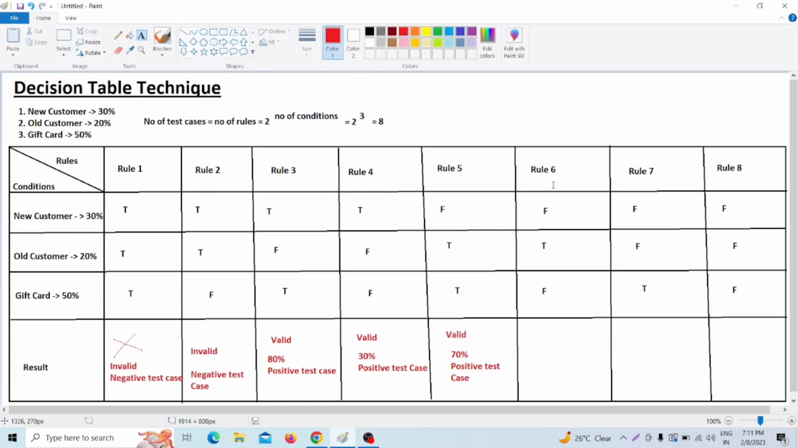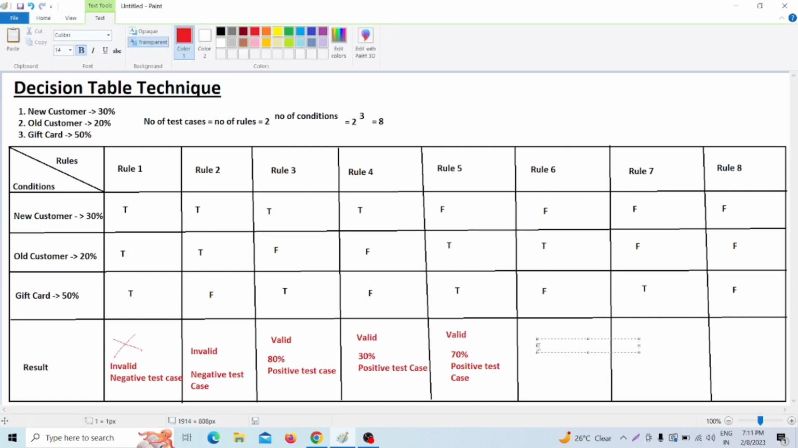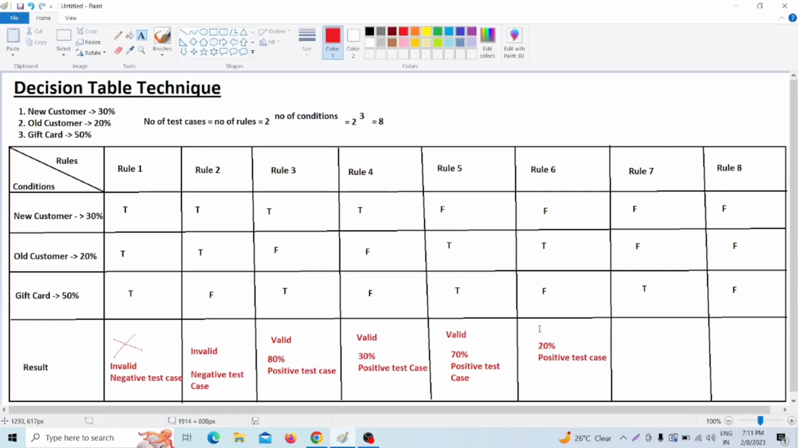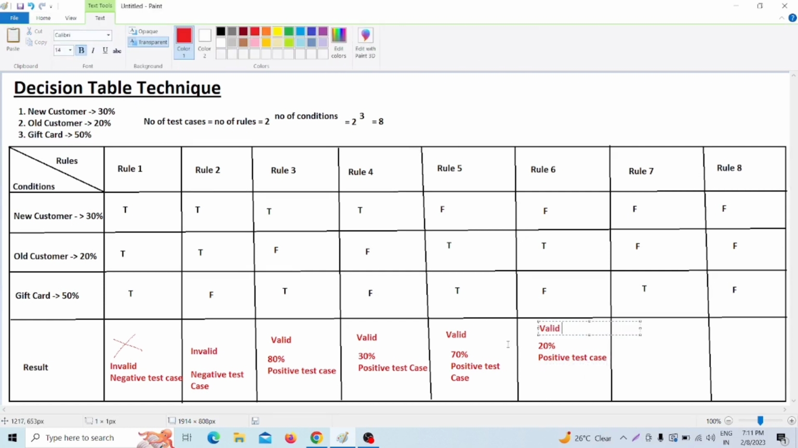Correct? Now coming to rule number 6. I am the new customer, false. I am the old customer, true. I can apply gift card, false. So only I am the old customer, so I can get 20% discount. So it is also a positive test case. So that means it is also a valid case.